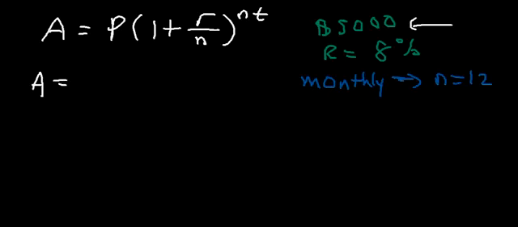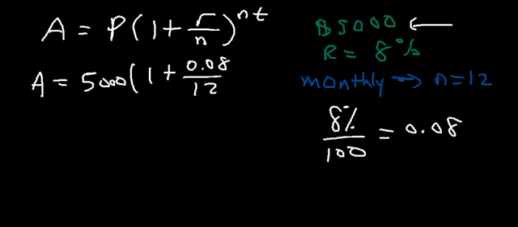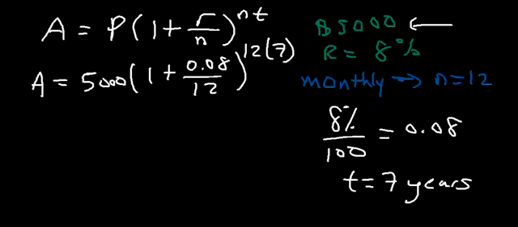So P is your principal, that's your initial investment, that's 5,000. R is your interest rate, but as a decimal. So 8% divided by 100, and you get 0.08. And that's what you want to plug in for R. N is 12. And let's say we want to find out how much will be in the account after 7 years. T is the time in years, so 7 in this example. And then in your calculator, type it exactly the way you see it.